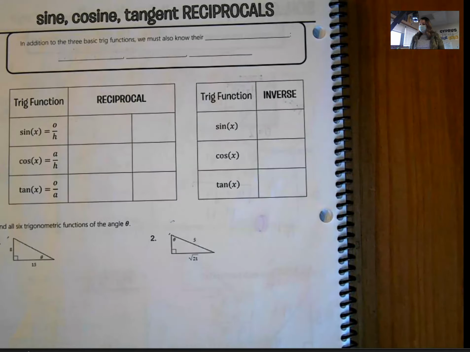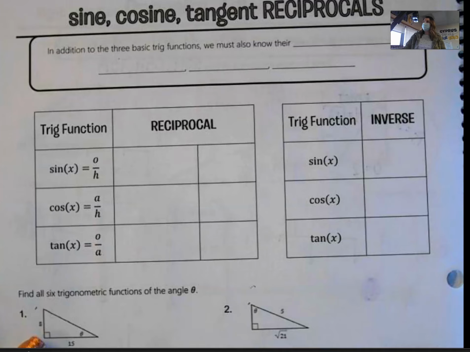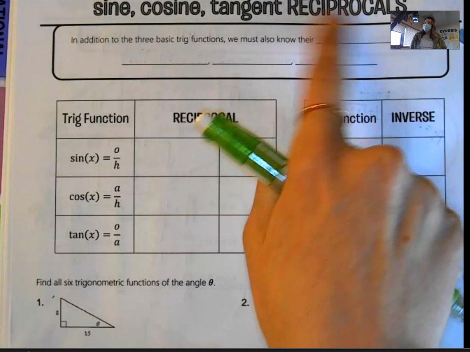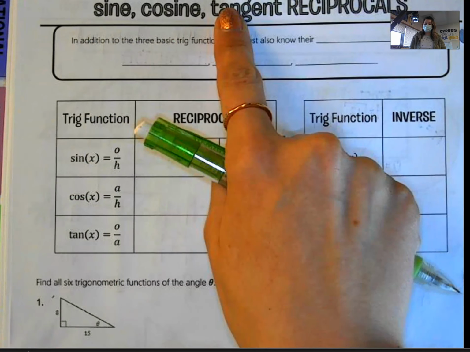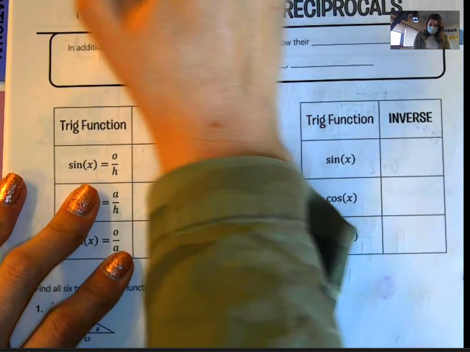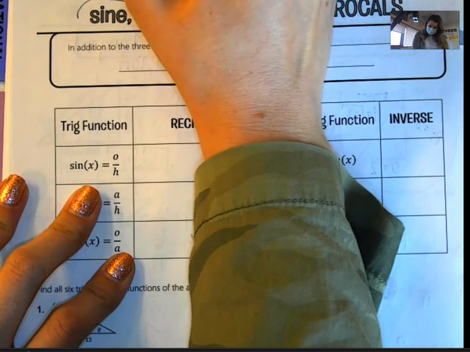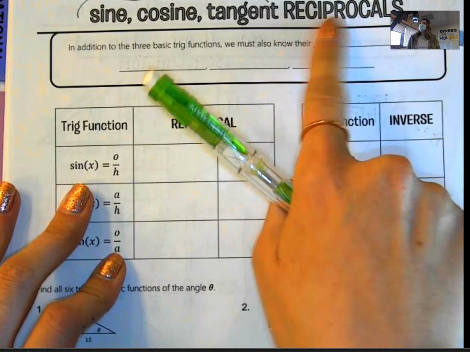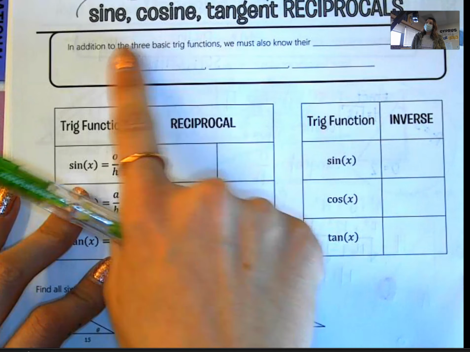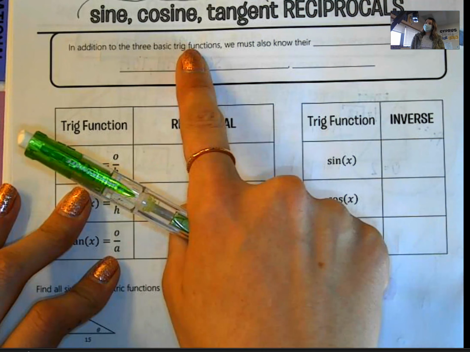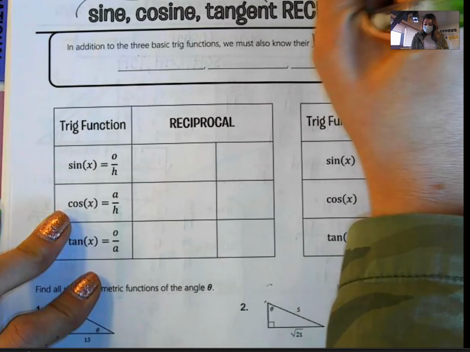We're going to add 3 new trigonometric functions today, and these trigonometric functions are the reciprocals of these 3 that we already know. So sine, cosine, and tangent are our basic ones. And the reciprocals are another 3. So in addition to the 3 basic trig functions, we must also know their reciprocals.